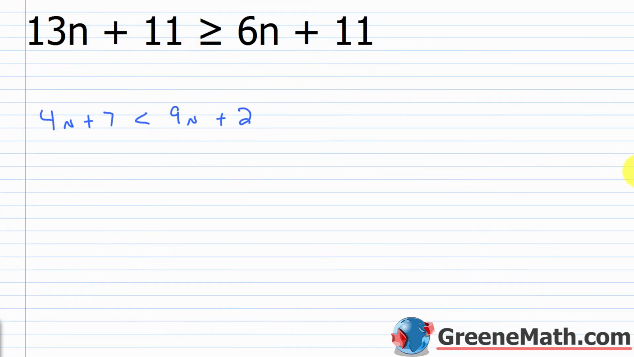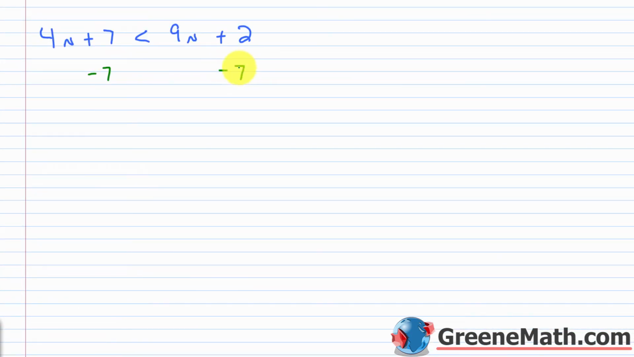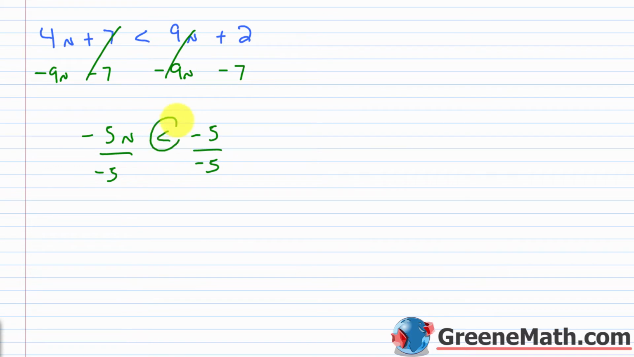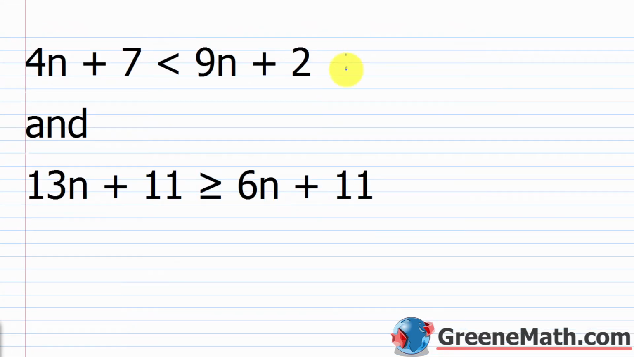Let's solve that guy. So I want to subtract 7 from each side. That'll cancel. I also want to subtract 9n from each side. That'll cancel. 4n minus 9n is negative 5n. This is less than 2 minus 7 is negative 5. We divide each side by negative 5. And don't forget to flip this. So right now that's a less than. It's going to become a greater than. And this would cancel with this and give me n. So n is greater than negative 5 over negative 5 is 1. So for this one, we can say that n is greater than 1.